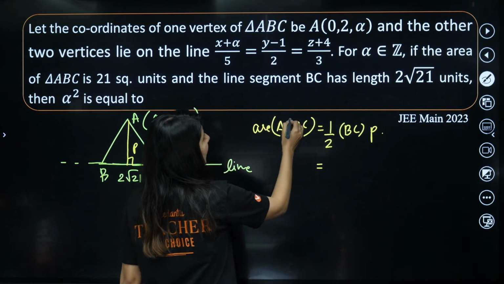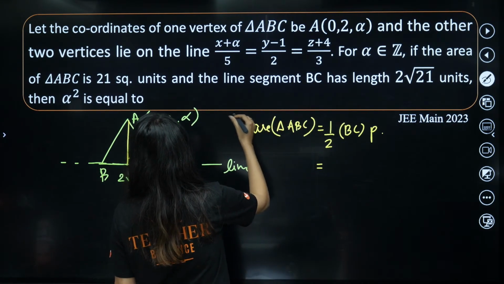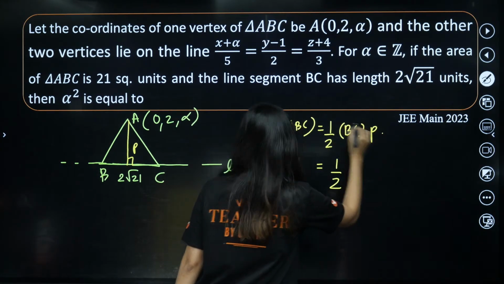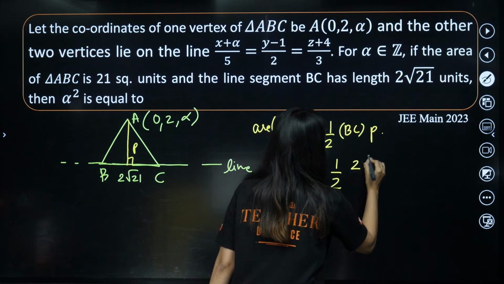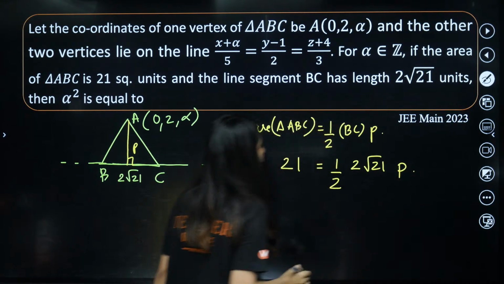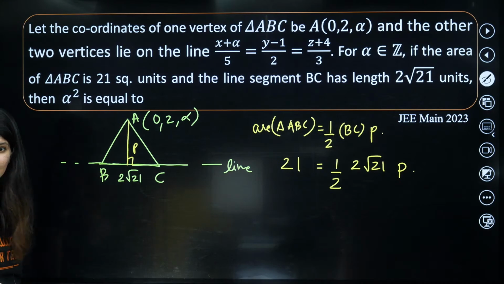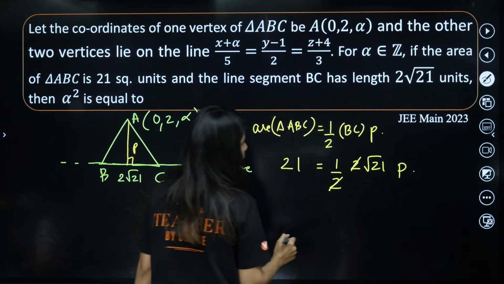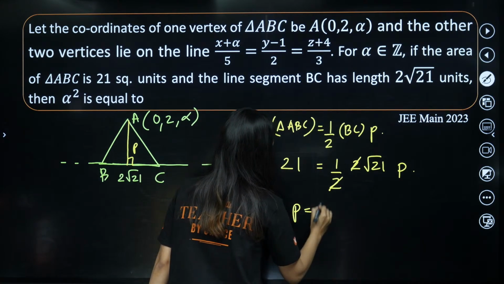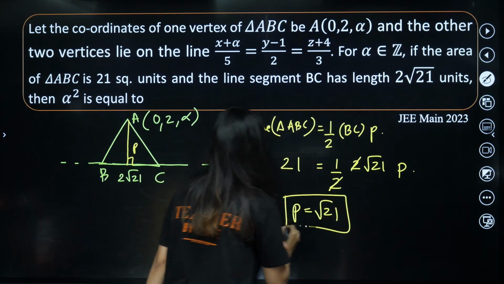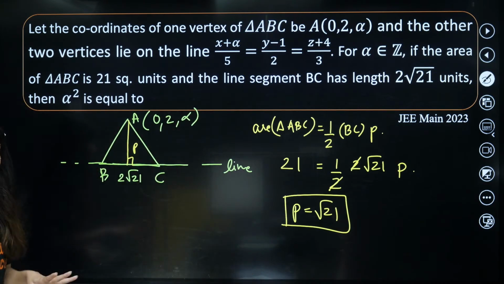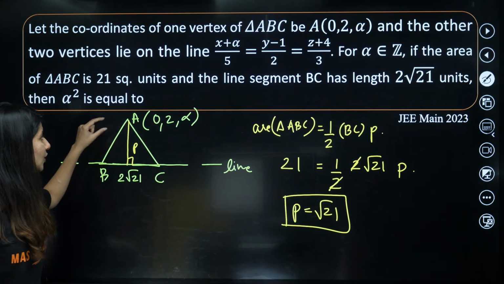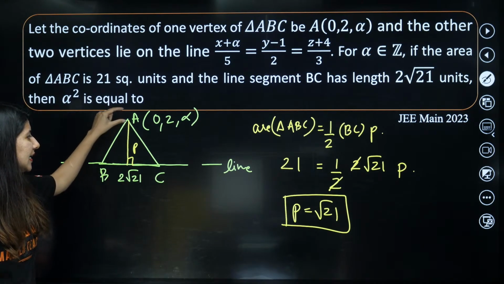So again, area of triangle ABC is also given to us, right? So ABC is 21 square units and this is half. BC length is 2 root 21 and P is what? Height of this triangle, right? Okay. This 2 and 2 are gone. So P, the perpendicular distance is what? Root 21. Okay. By the way, one way of looking at it is the perpendicular distance is between A and the side BC.